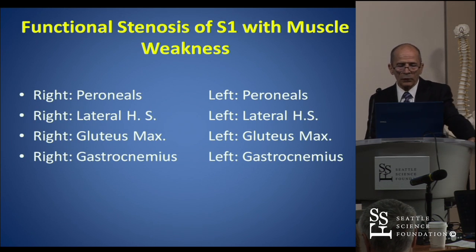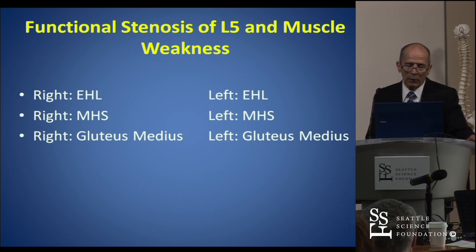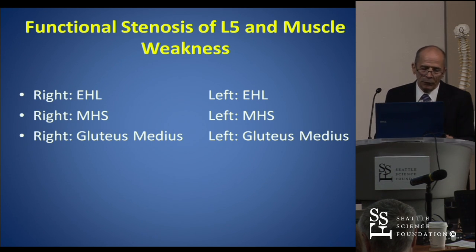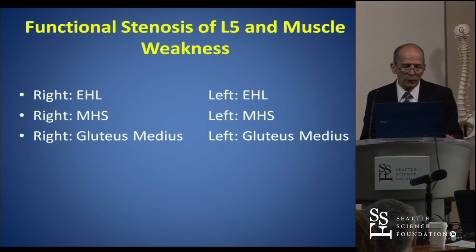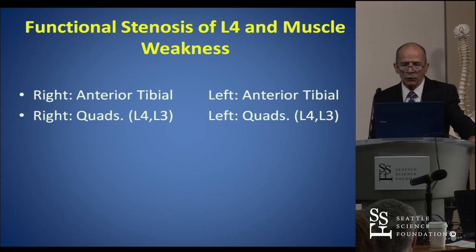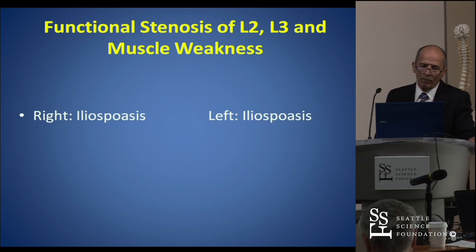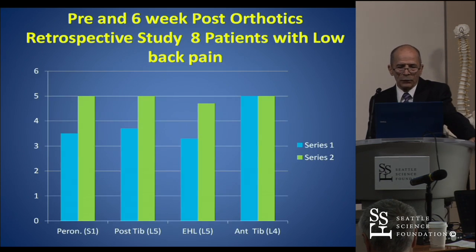And the S1s demonstrate it with the peroneals, the lateral hamstrings, the gluteus maximus, and the gastroc. And L5, which is the most common area we see in the low back, is the extensors, medial hamstrings, and the gluteus medius. And we found in our retrospective studies that the medial hamstrings actually is the weakest of all these when we test them. The functional stenosis of L4 is demonstrated with the anterior tibial. These two don't necessarily go together, but if there's weakness of L4 and L3, the quads are weak. And L2 and L3 are the iliopsoas.